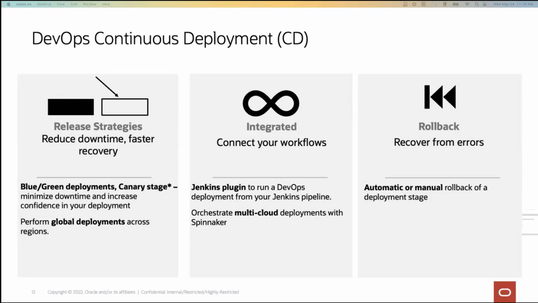And this also provides you a flexibility for you to orchestrate your multi-cloud deployments with the help of the Spinnaker. So we do have Spinnaker integration with OCI, which allows the customers to follow continuous integration and delivery best practices to deploy your application on OCI. You can do it repeatedly in an automated manner. And there is an option for you to pick either automatic rollback or the manual rollback of the deployment stage.